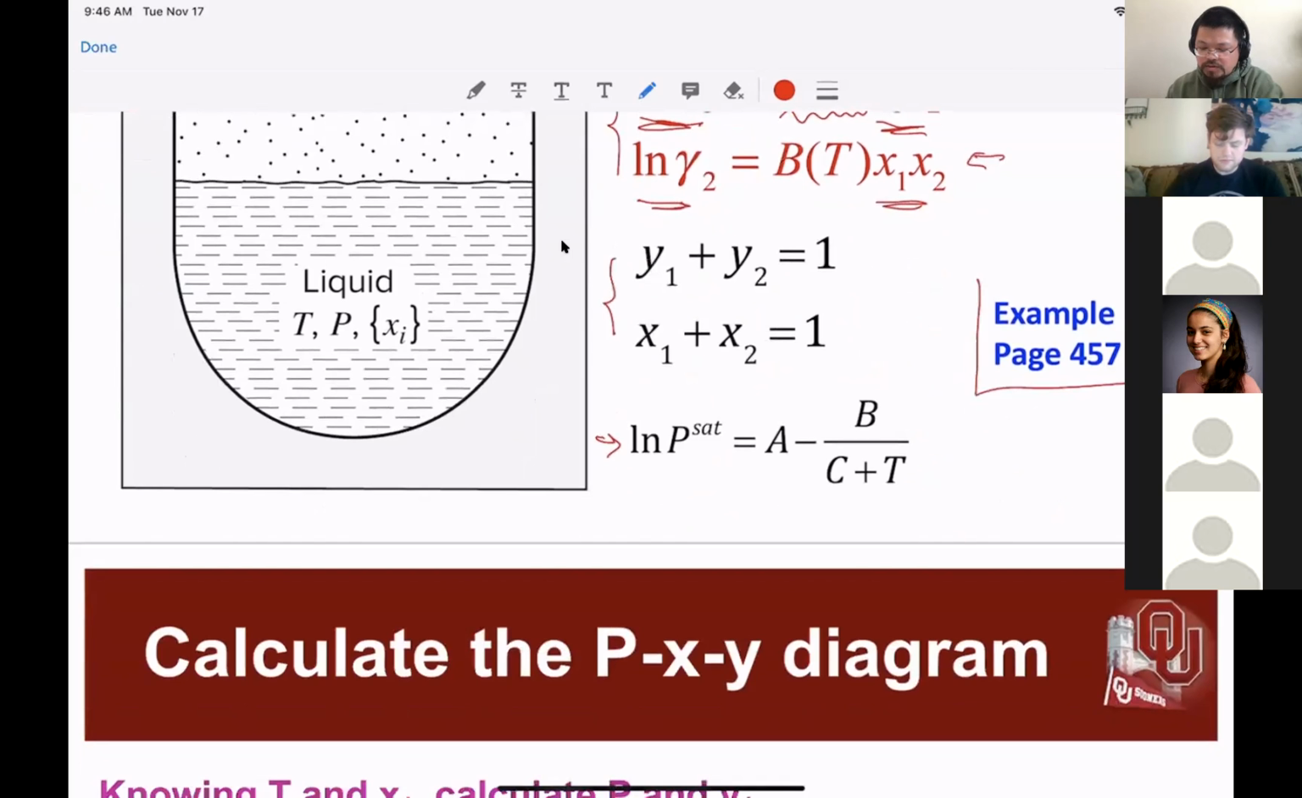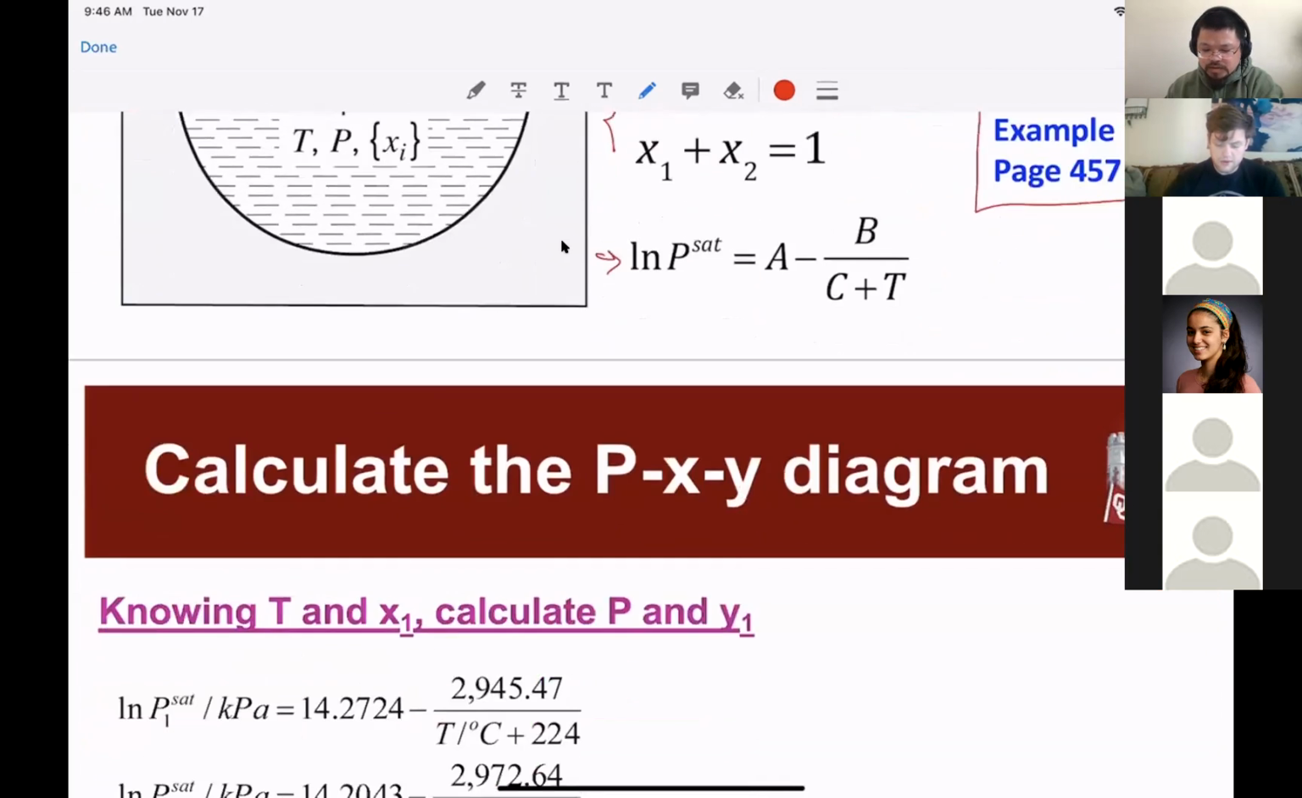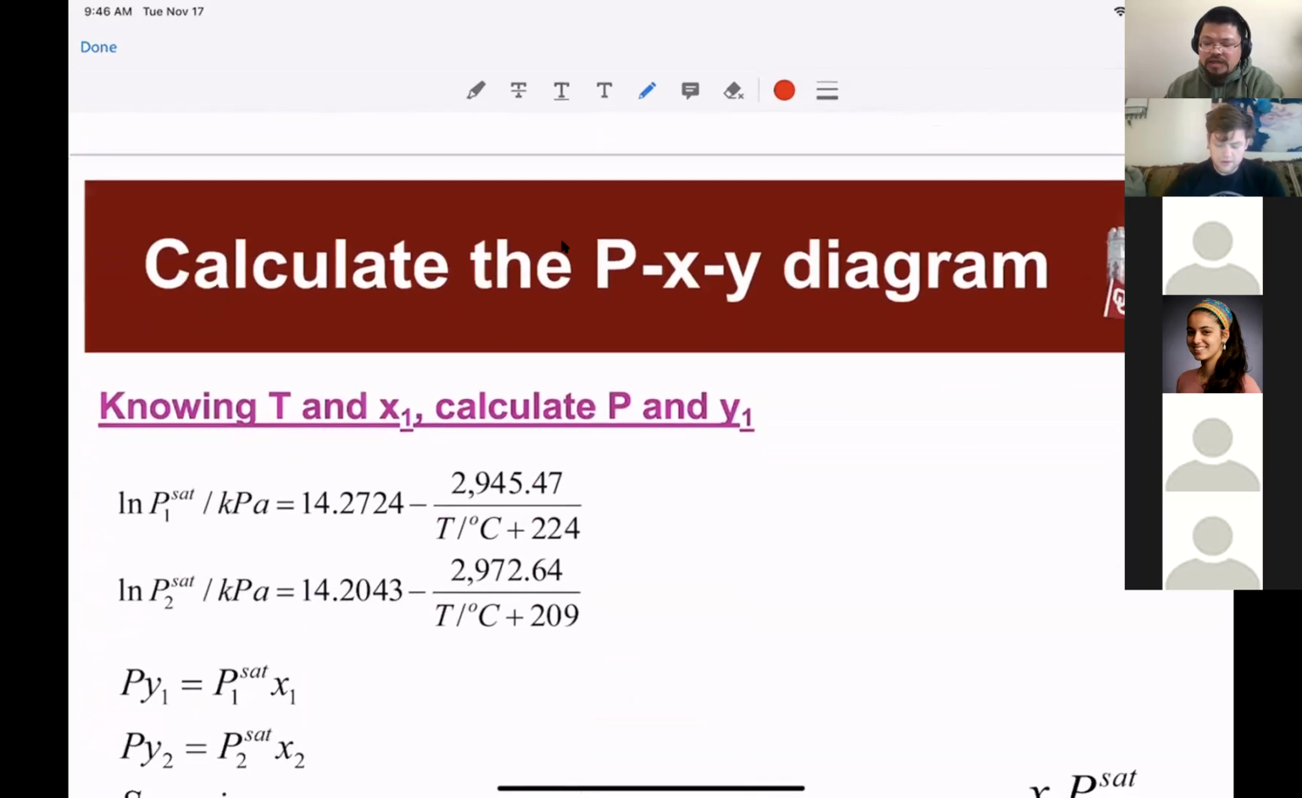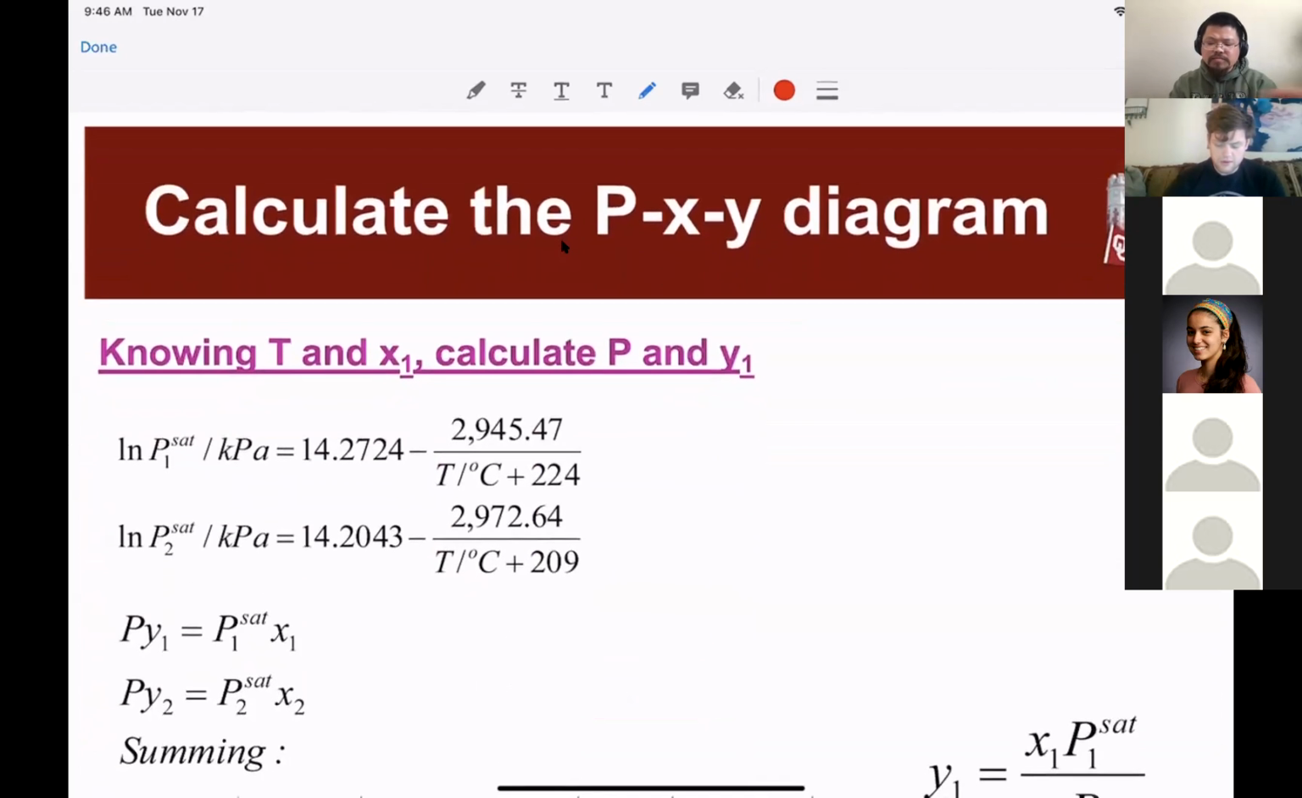I want to point you to this example we had in the textbook. So try to take a look at the example problem of the textbook. Now let's start the first type of discussion. Suppose we know the temperature. Basically, if we know the temperature, we should be able to construct the complete PXY diagram.